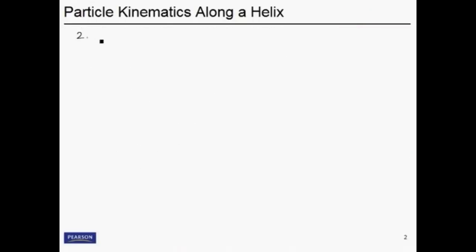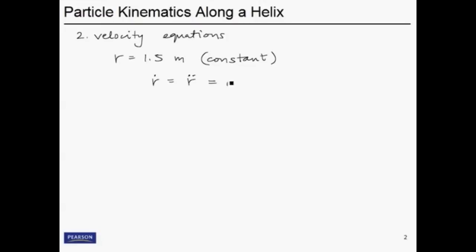Okay, so step two, the velocity equations. Let's start with what we know. We know that the circular radius of this helix is r equal to 1.5 meters. That is constant. And so the consequence of that is that r dot is equal to r double dot, and that's just going to be equal to 0. So both the velocity and the acceleration terms, r dot and r double dot, are going to be 0. And you'll see how that cascades through the calculation as we move along. So we know something about r.